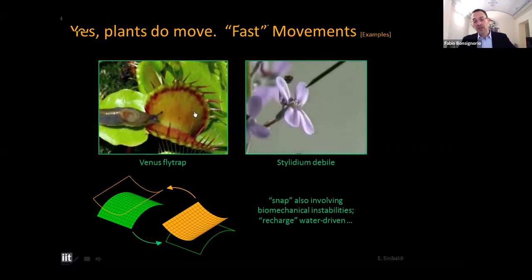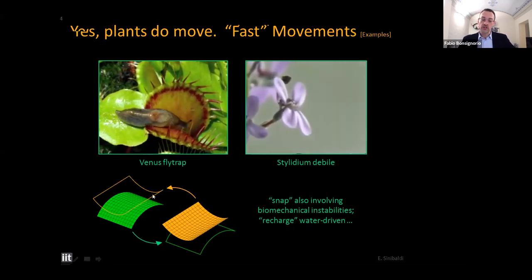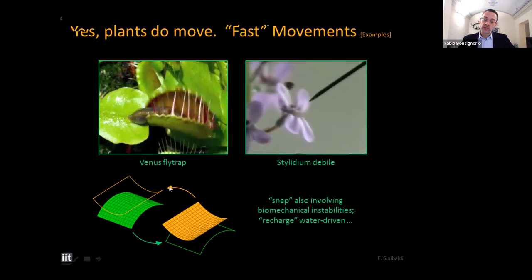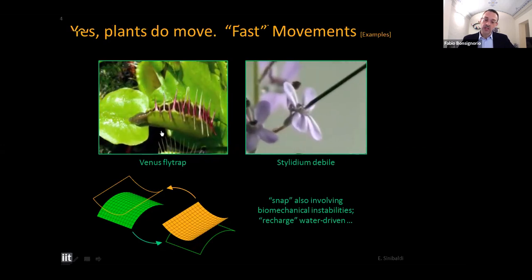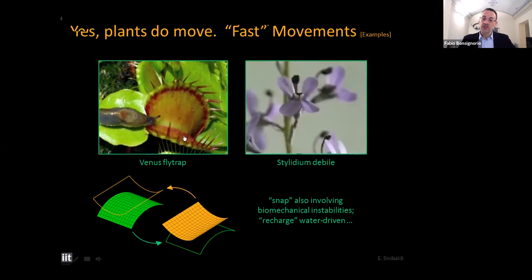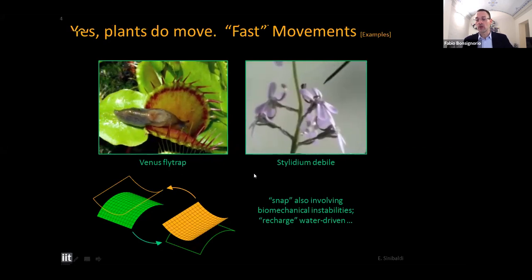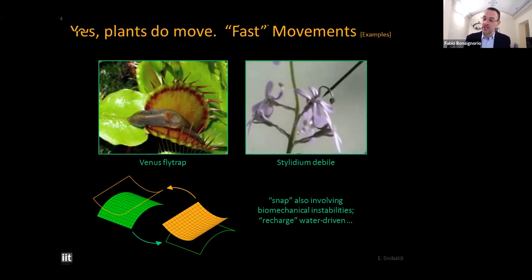And indeed, this is a bistable structure. This structure here has two stable configurations associated with two different curvatures. And the leaf can really snap very, very quickly from one to the other upon these touch cues. Both these movements are very, very fast because they also involve some kind of mechanical instabilities.